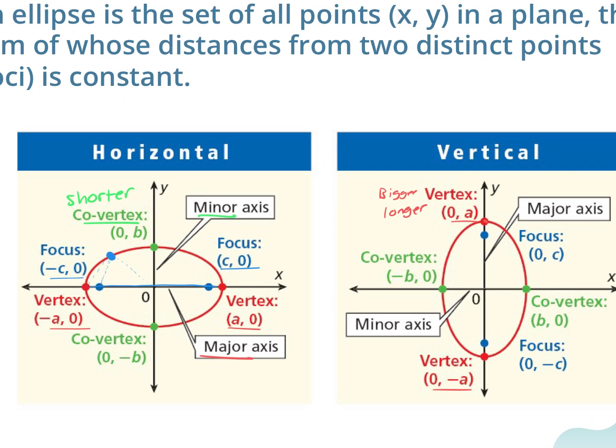But again, I'm going to use all of these words a lot today. So this is just so that you know what I'm referring to. Anytime I say, for example, the co-vertex or the co-vertices, that's the shorter one. Vertex is the longer one. Focus always runs along the major axis, and the major axis is the longer one. Minor is the shorter one, right?